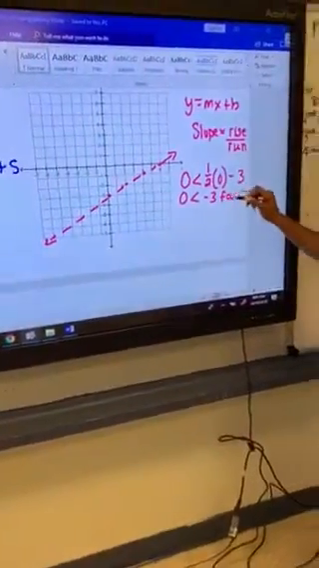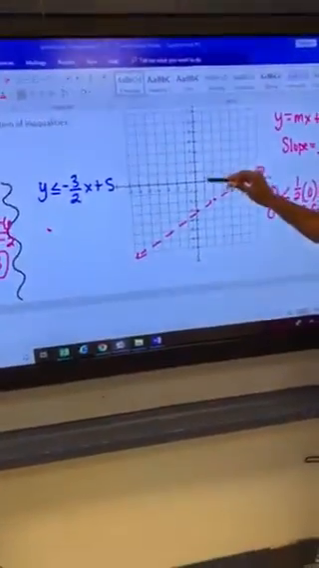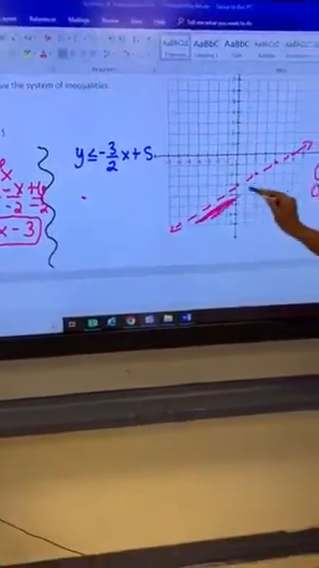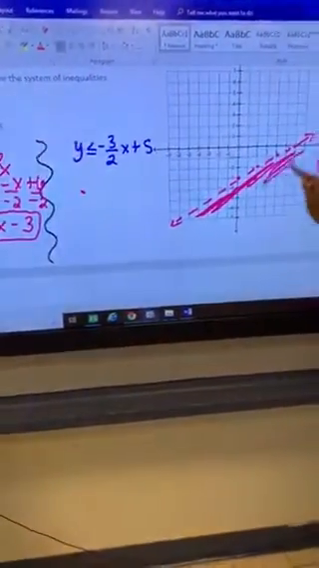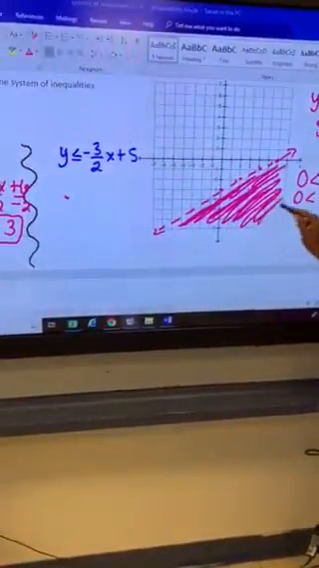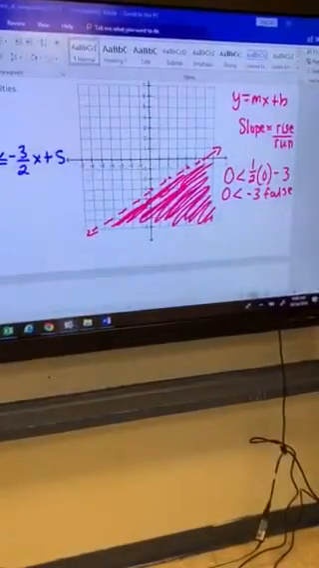So since it's false, the area where 0, 0 is is not going to be included in my solution. So I'm going to shade below the line. That means that all of these solutions are included in my inequality. So I'm done with the first inequality.